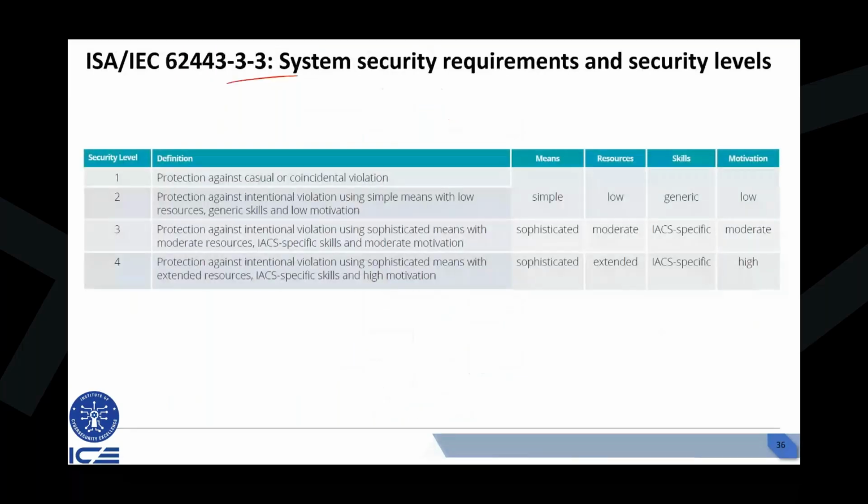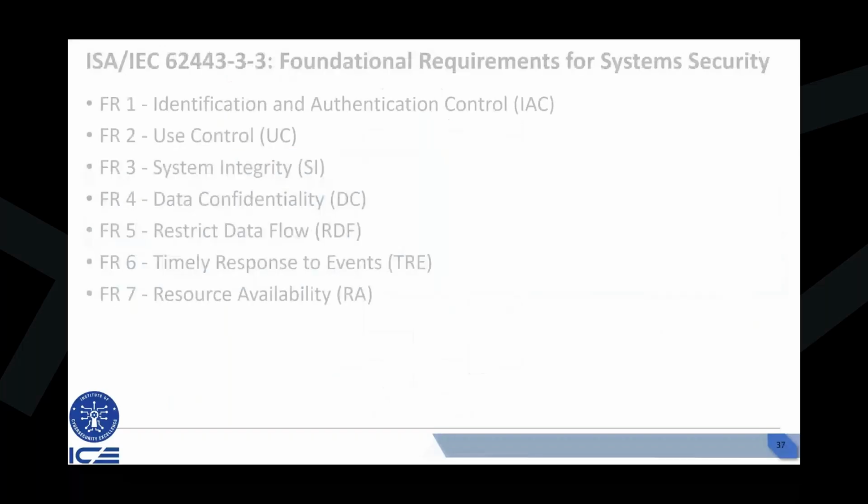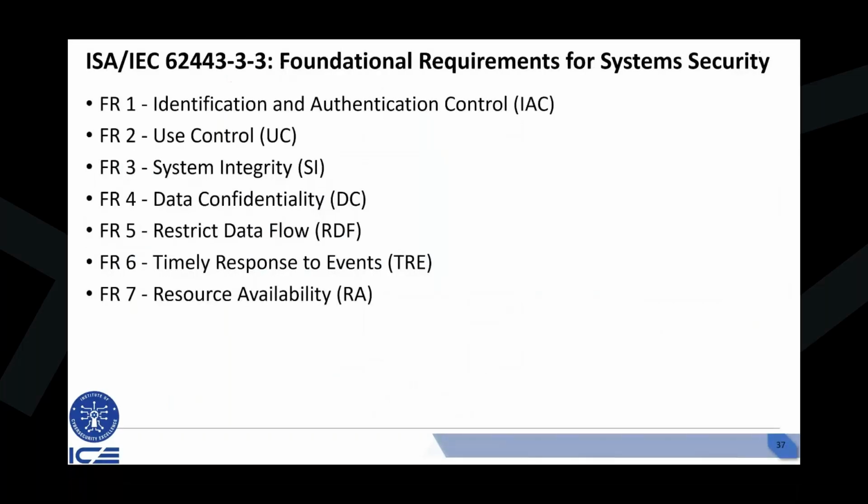On the 3-3 part, it is more on the foundational requirements for the system security. There is some level of overlap with 2-1 over here. Remember I said that the previous version of 2-1 was quite different from the current one. For example, we actually looked at the user access just as an example, while 3-3 also talks about user control. So there are some security controls that are defined here as well for system security.